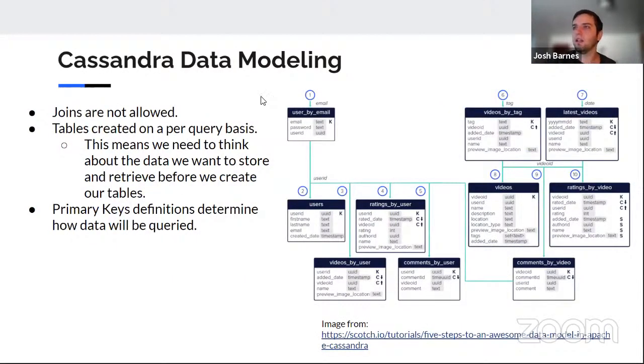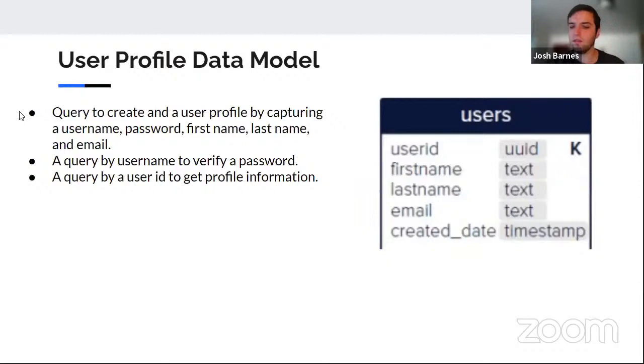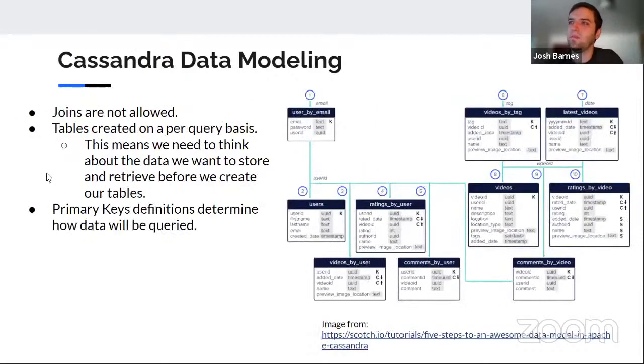So, getting into a little bit of Cassandra data modeling, if you're coming from a SQL or relational data model, one thing you need to know right off the bat is joins are not allowed. That takes some time getting used to, especially if you have a lot of experience in the SQL world, moving to Cassandra. And tables are created on a per-query basis. So we need to think about the data we want to store and retrieve before we create our tables. And primary key definitions will determine how data will be queried.